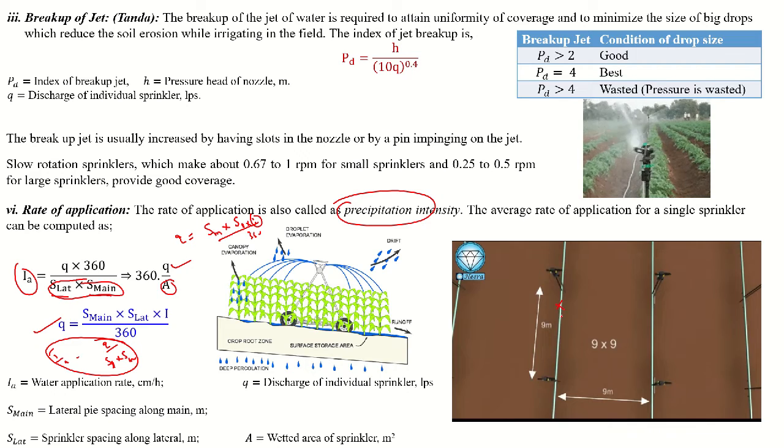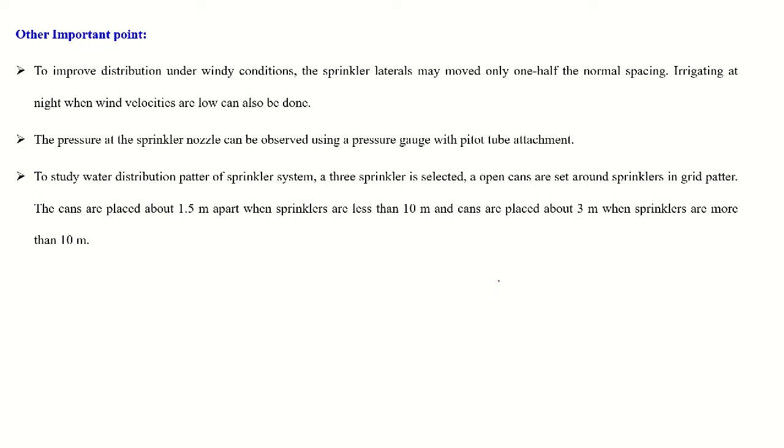This is the spacing between your sprinkler to sprinkler, 9 meters, and the spacing between your lateral to lateral, which is 9 meters. So you can say it is a 9 by 9 grid. Now other points should be considered. To improve the distribution under windy conditions, the sprinkler should be operated or moved only by 1/2 of the normal spacing, and irrigation should be done at night time only, or where the minimum wind condition is there.